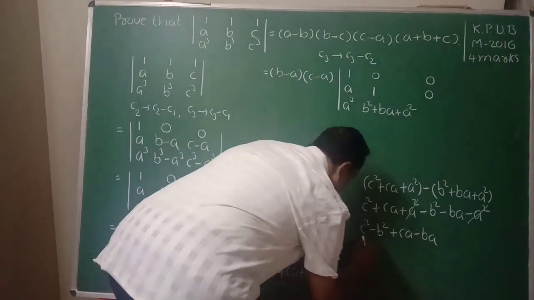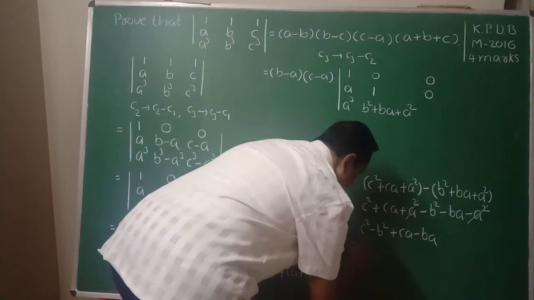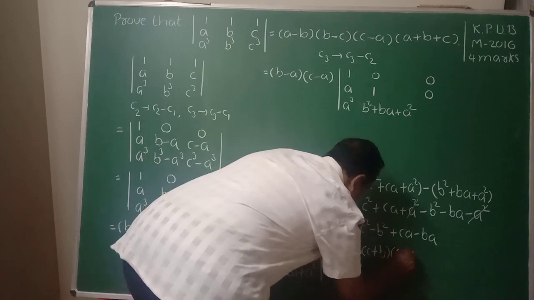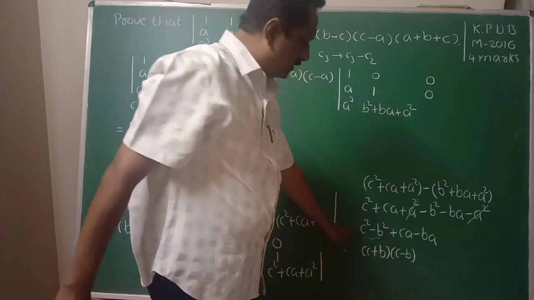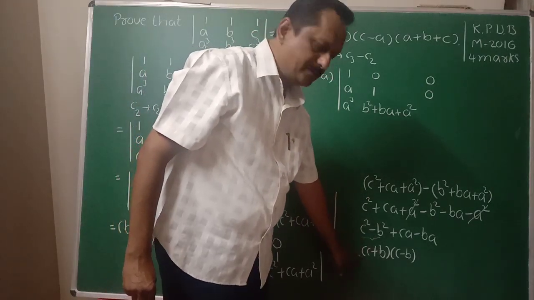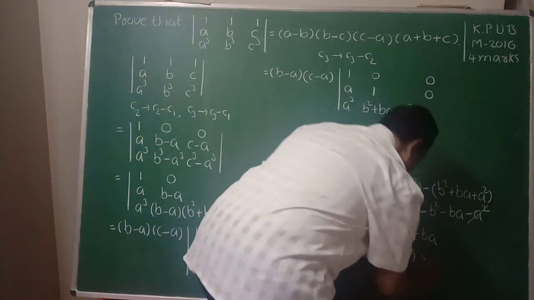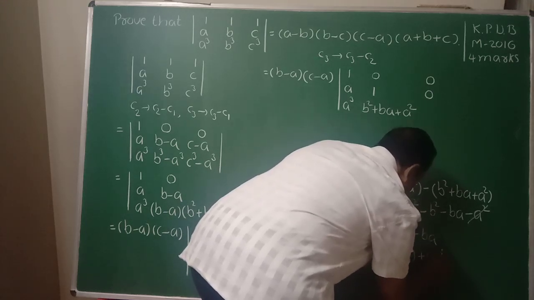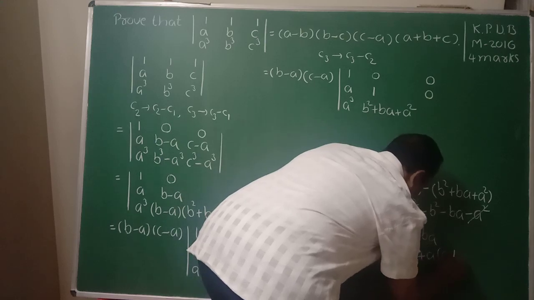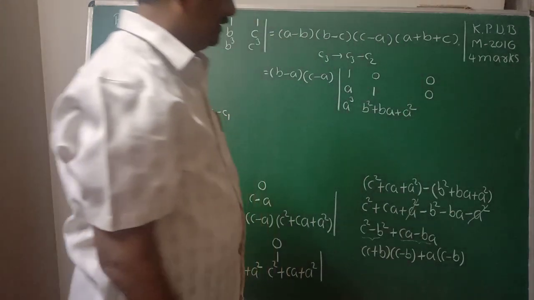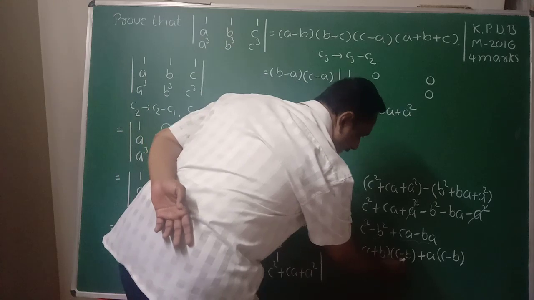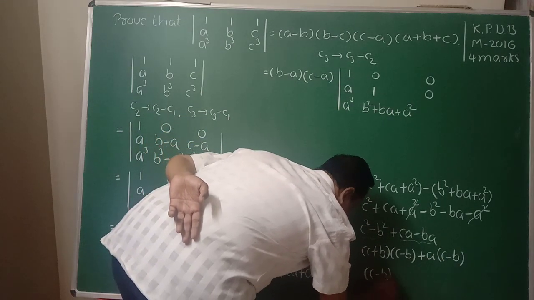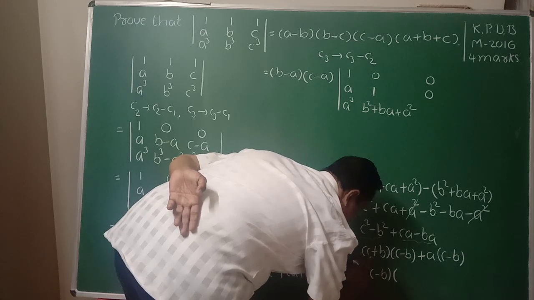Then from the first two terms, c square minus b square is (c plus b) into (c minus b). Then plus, from these two terms, a is the common factor, and the remaining is c minus b. Hence here c minus b, here also c minus b. Therefore (c minus b) into, then write c plus b plus a.